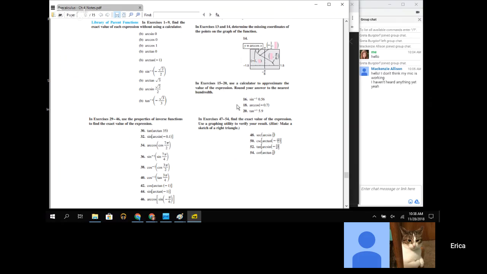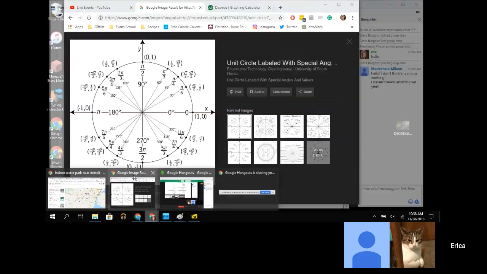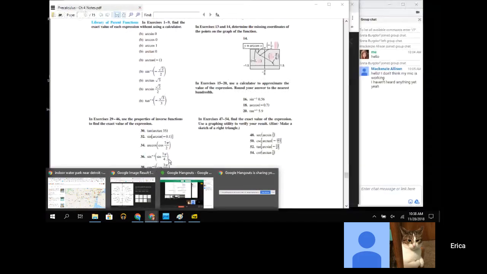15 through 19, it says use a calculator to approximate the value of the expression. Round your answer to the nearest hundredth. So you guys can definitely do this, right? I just want to note that, Desmos, that's what I'm looking for.